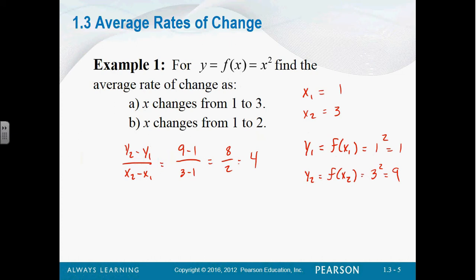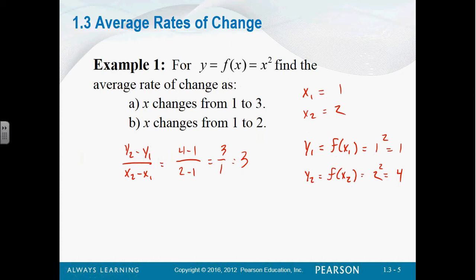What about if x changes from 1 to 2? Does anything change in our problem in terms of how we do it? No, we're still talking about going from one point to another point. Okay? So for this one, the only thing that changes is now that x2 is 2. So we got 2 squared, which gives us 4. So we've got 4 minus 1, 2 minus 1, which gives us 3 over 1, which is 3.